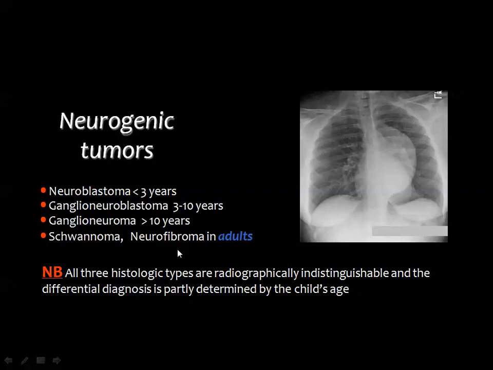And in adults, you consider the two benign forms, which are the schwannoma and the neurofibroma. You cannot distinguish these lesions by imaging, and you should know that age is not a pathognomonic factor for differentiating between these tumors.